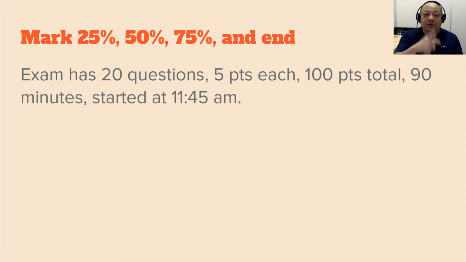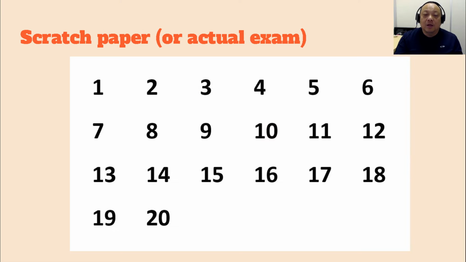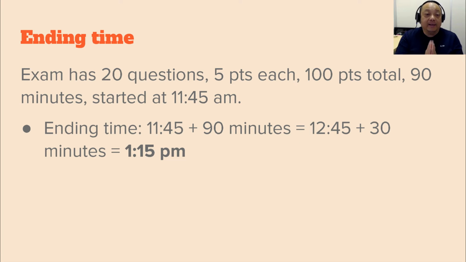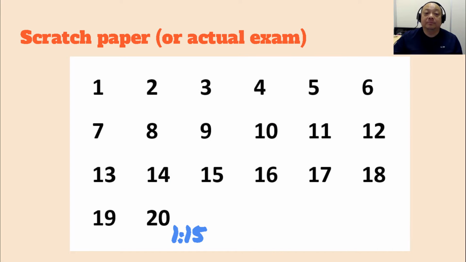Let's do the 25%, 50%, 75% and end times method again for this example. On scratch paper, write down the list of questions 1 through 20. Let's compute. Ending time is from 11:45 plus 90 minutes. 90 minutes is an hour and 30 minutes, so that's 12:45 plus 30 minutes, and we arrive at 1:15 p.m. That's the ending time. Write that down.